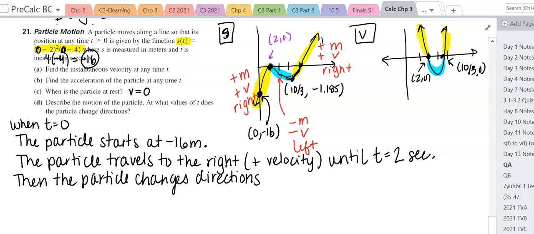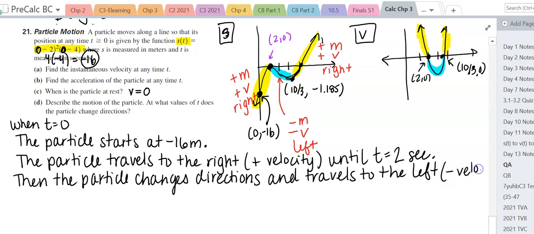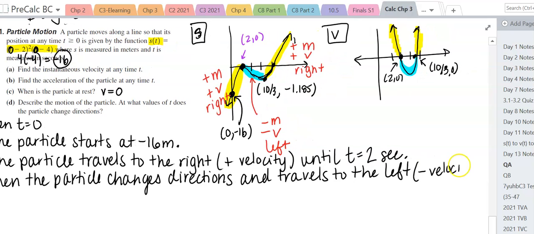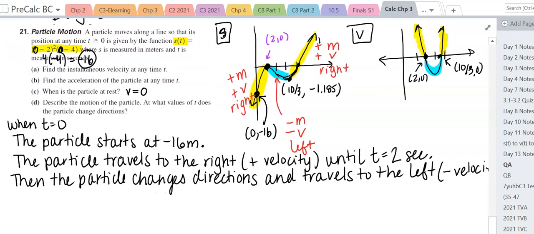The particle changes directions and travels to the left. Okay, and again, we know we're traveling to the left because it has a negative velocity. I am running out of room. There we go. A negative velocity, right? Slope is negative, and you also can see it's in the negatives.